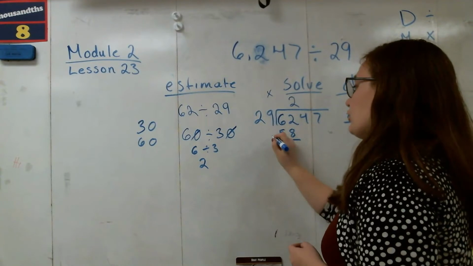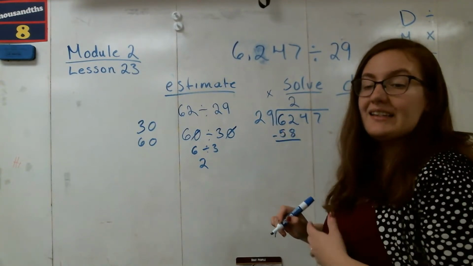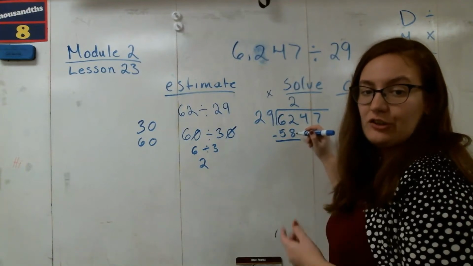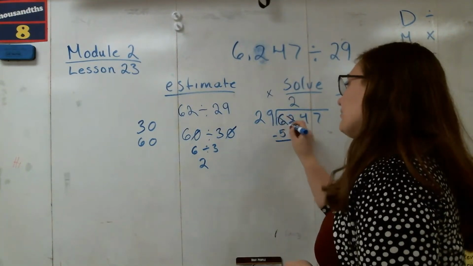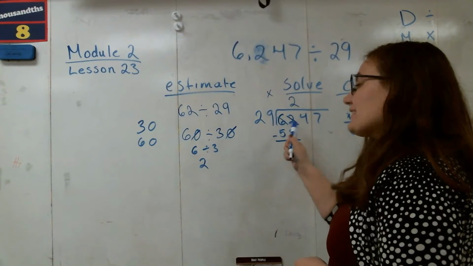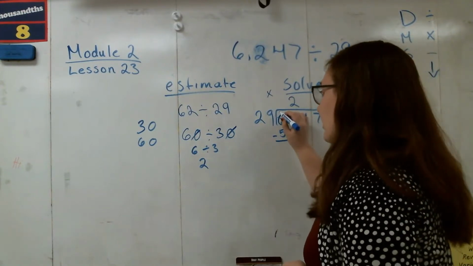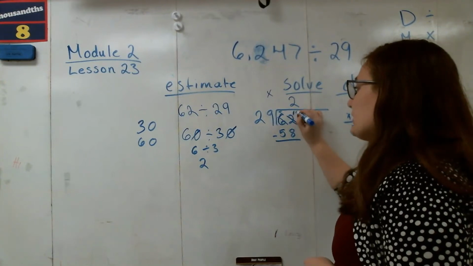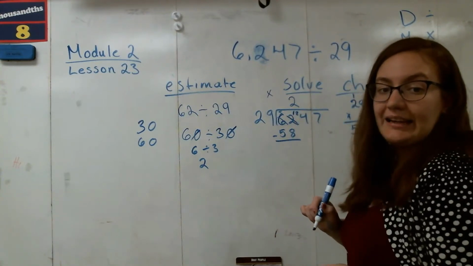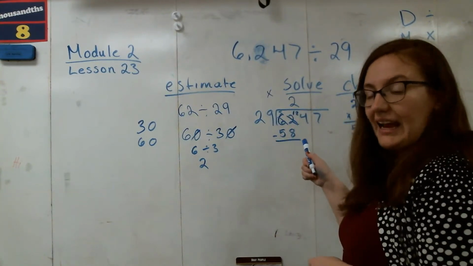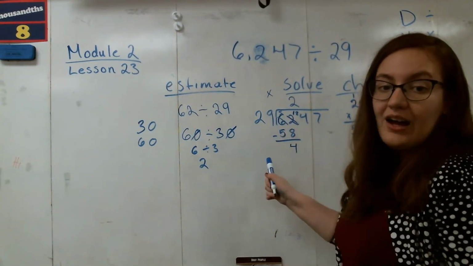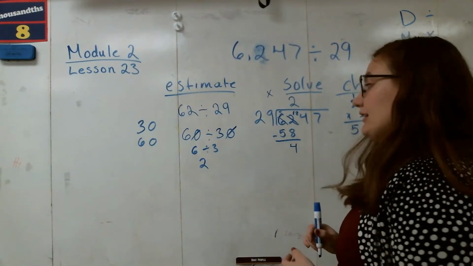I now need to subtract, and I notice that I cannot do 2 minus 8, so I need to borrow. So I cross off the 2 and the 6. The 6 I'm borrowing from, so I cross it off and it becomes a 5, and the 2 becomes a 12. Then I subtract 12 minus 8, and that is 4, and 5 minus 5 is 0. I'm not going to bother putting the 0 there though.